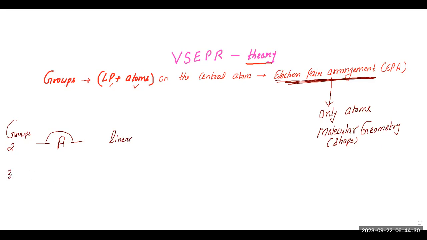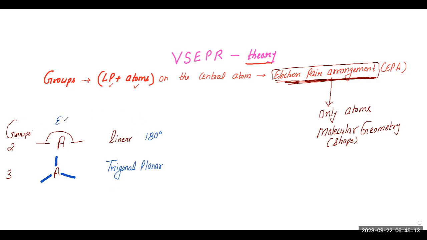If groups are three, then the best arrangement with three groups, we are deciding this. This is very important to decide. Only then you can proceed further. With three groups, children, the best arrangement is, can you see this? With the linear, the angle is 180 degrees. But this one is called trigonal planar. Trigonal planar. This is with three groups.